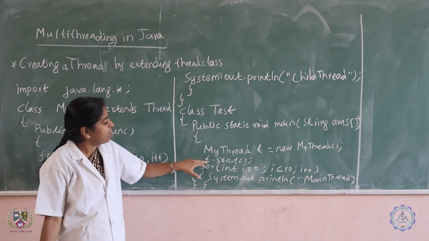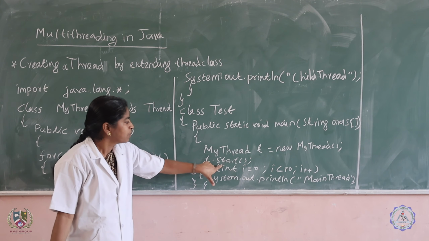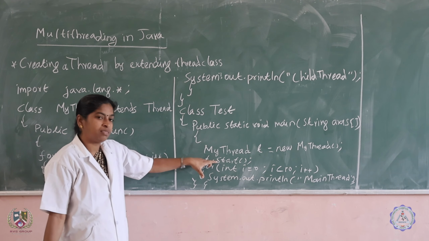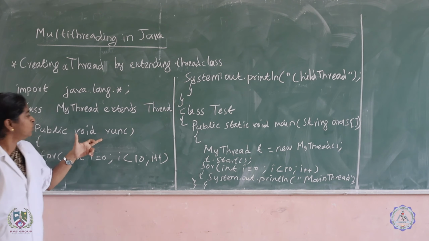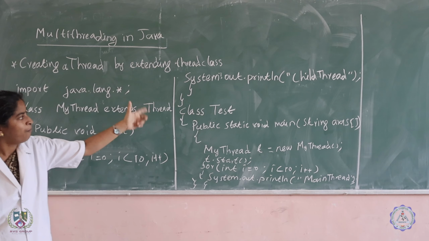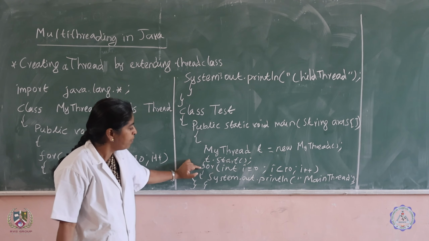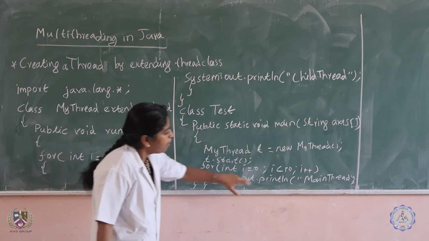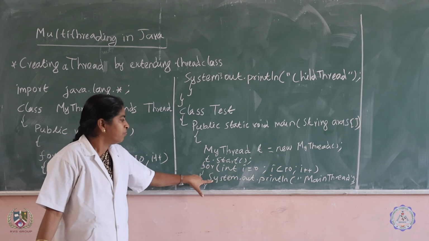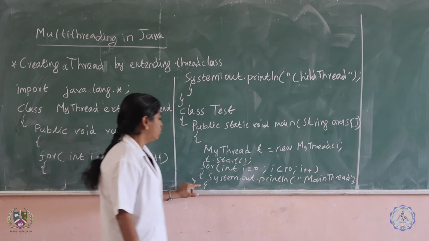Next, t.start. t.start is a method. When we use t.start, it automatically calls the run method. What are we doing in the run method? Just printing the child thread message 10 times. Next, the for loop. In the for loop, we are printing a main thread message 10 times. The main thread message is used here.